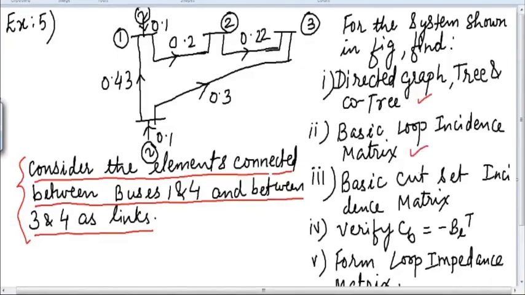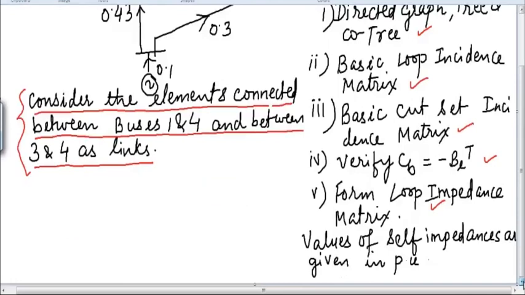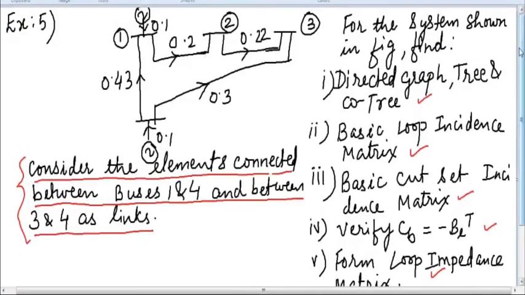So directed graph, tree and cotree, without this you cannot proceed to solve any of these matrices. So the first bit you will get immediately when you draw the directed graph, tree and cotree. Then basic loop incidence matrix, basic cut set incidence matrix, verify CB is equal to minus BL transpose, and form the loop impedance matrix. One by one, you have to find out all these matrices. But before this, the very first step is to draw the graph, tree and cotree. Okay, is it clear everyone?